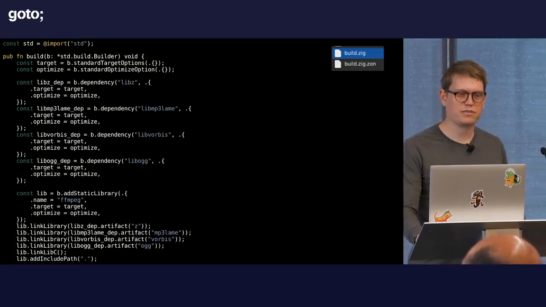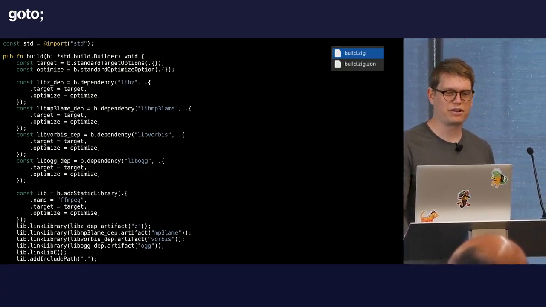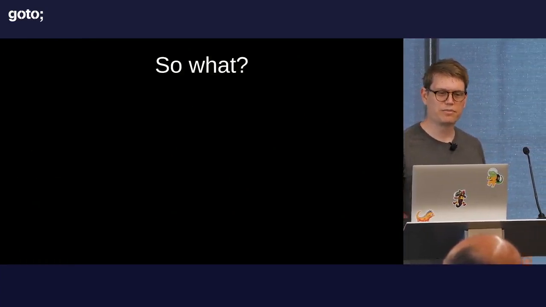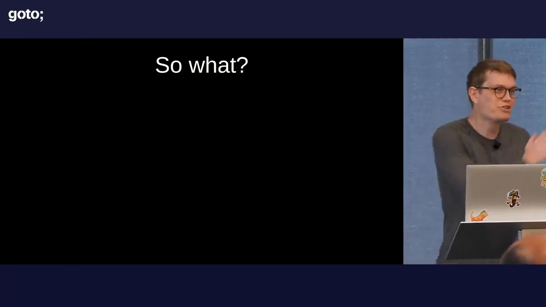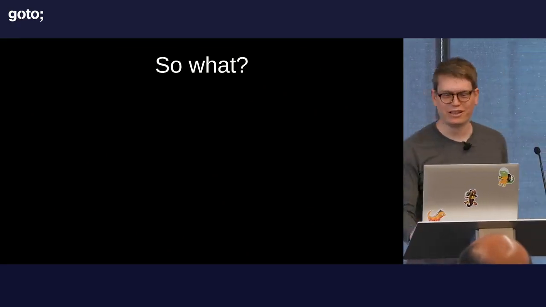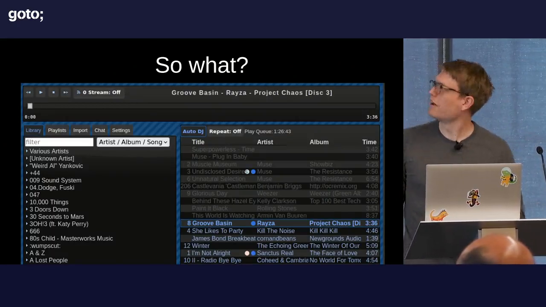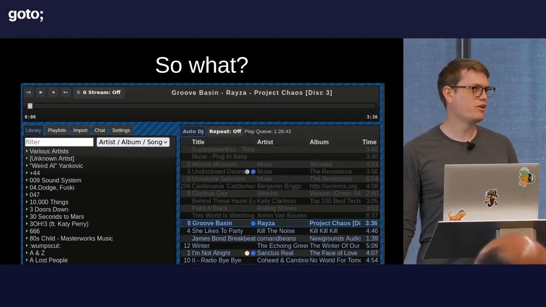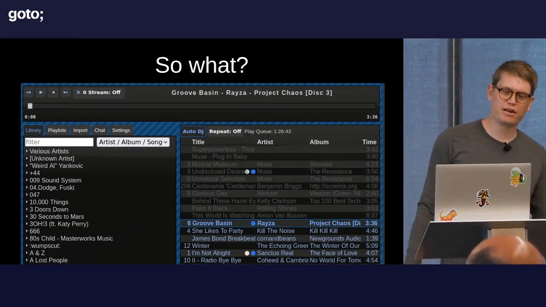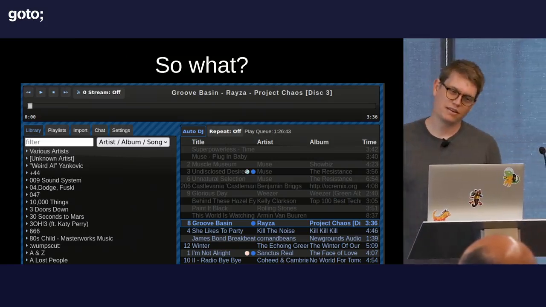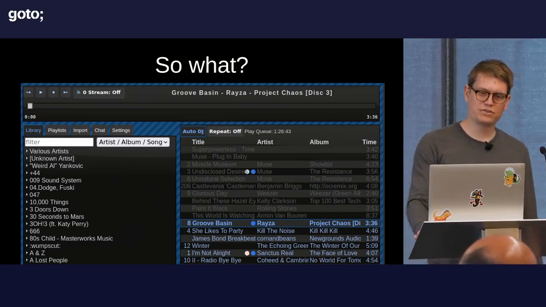It all works, and it built pretty fast compared to the actual ffmpeg upstream one. But so what? Good job, but what's the point? Well, I am working on a music player. This is called Groove Basin. I've had this for a while. It's in Node.js right now, but I want to reboot it in Zig. And here's the so what.